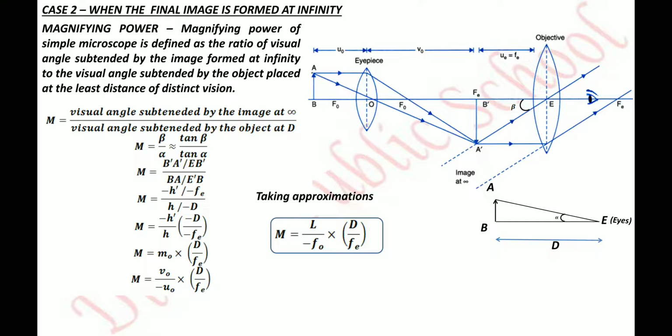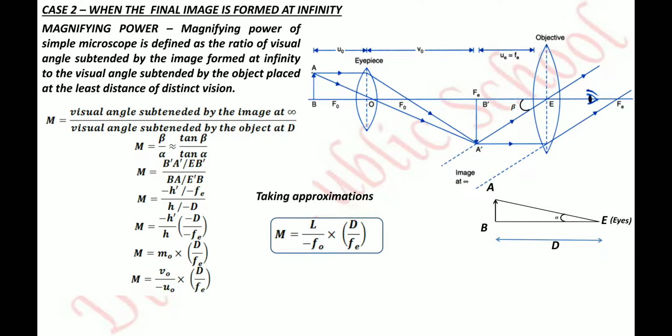One more thing, please correct over here in the diagram, it should be objective, it should not be eyepiece. It should be objective, and this should be eyepiece. Name of the lens I have put wrong, please make it correct.